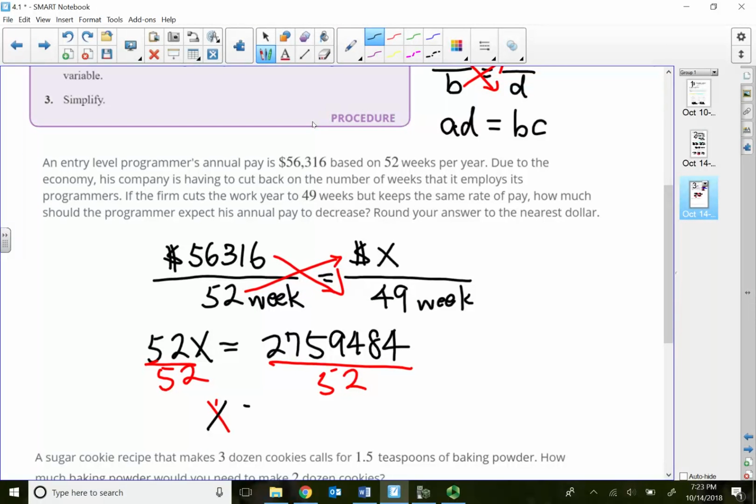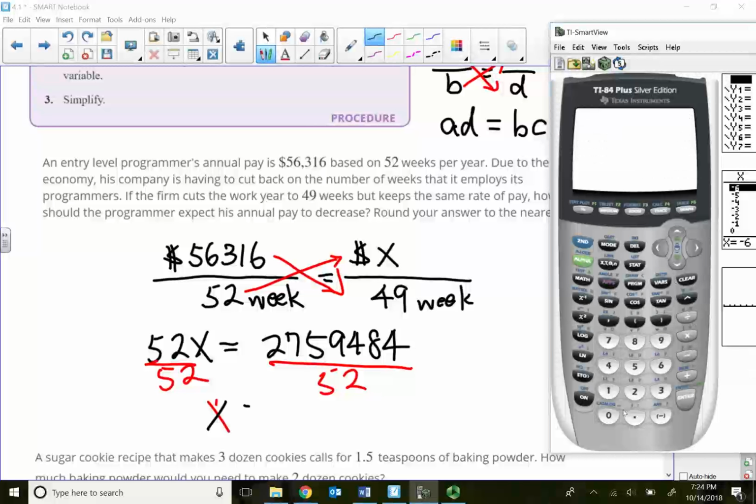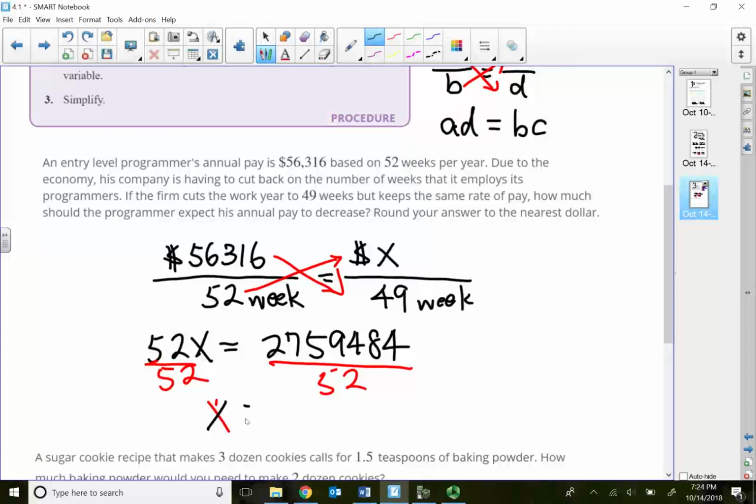Sorry, my marker is freezing up. 2,759,484 divided by 52 is $53,067. So that will be his pay for the 49 weeks.